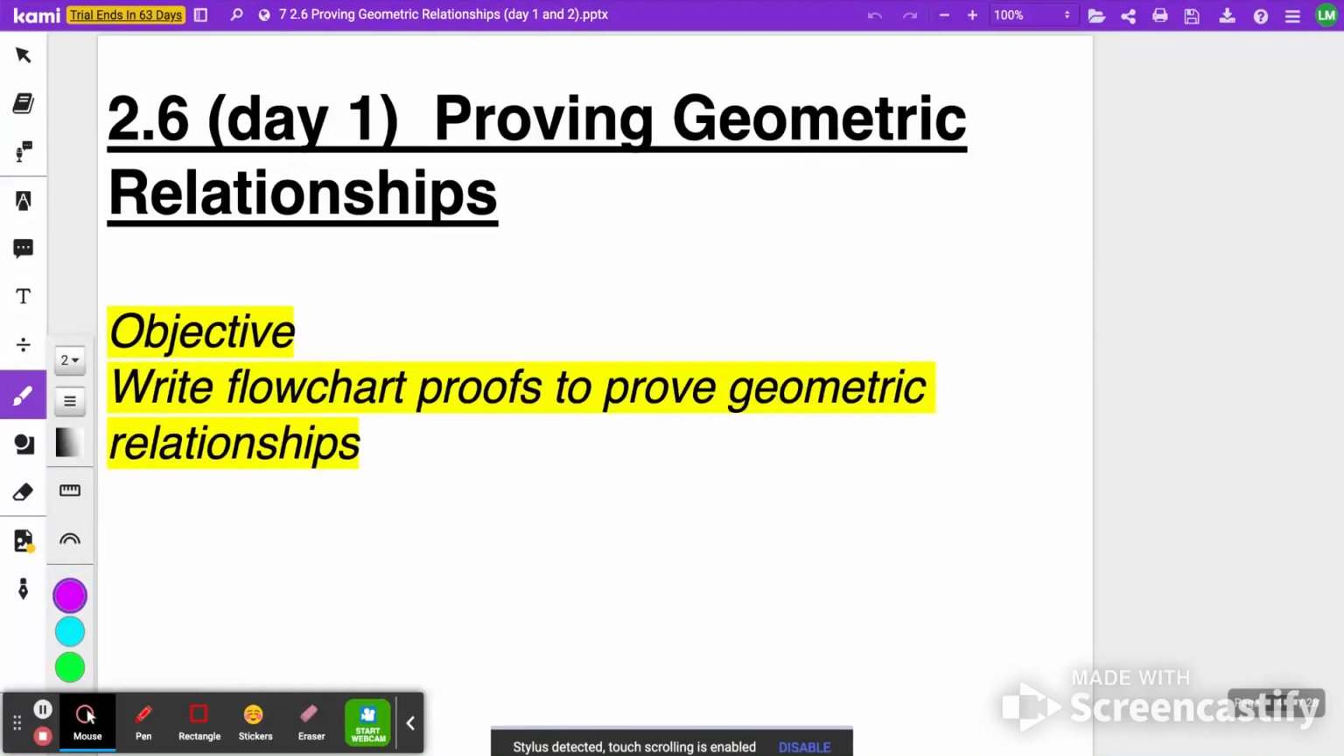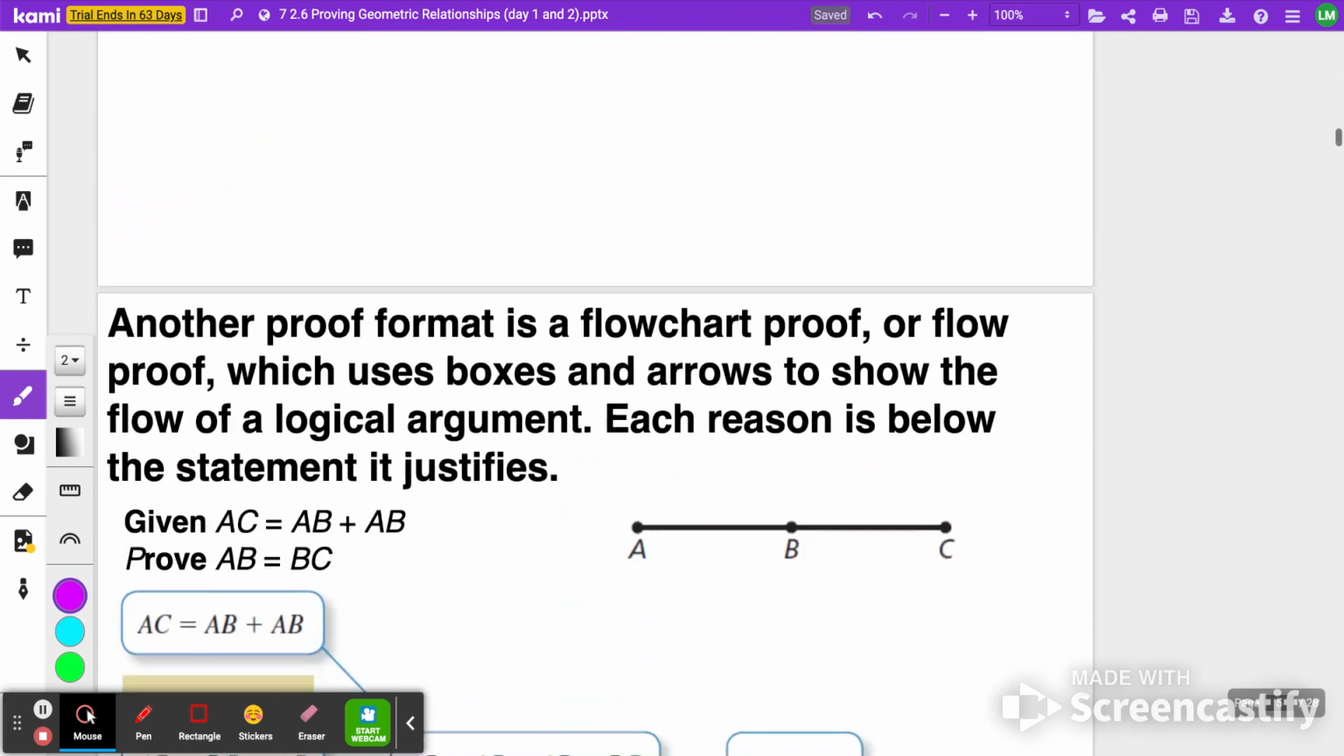Today we're going to be looking at Lesson 2.6, Part 1 or Day 1, and how to prove geometric relationships. Our main idea today is to be able to look at those geometric relationships, but then be able to write a flowchart proof, which I personally like better than paragraph proofs, to figure out how those relationships are proven.